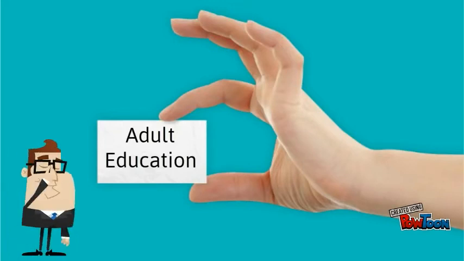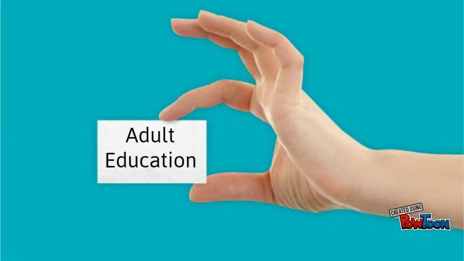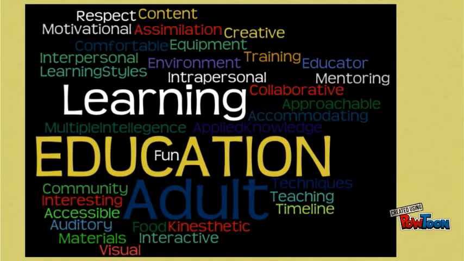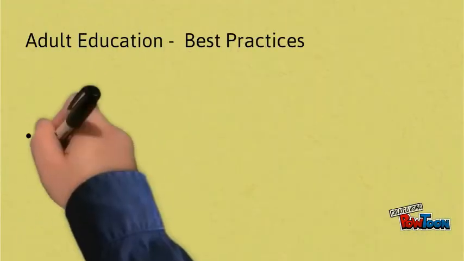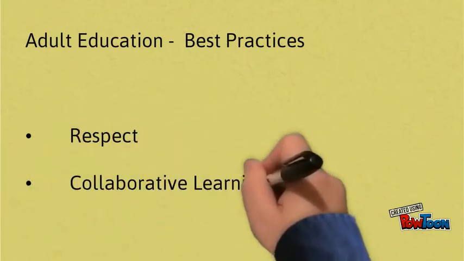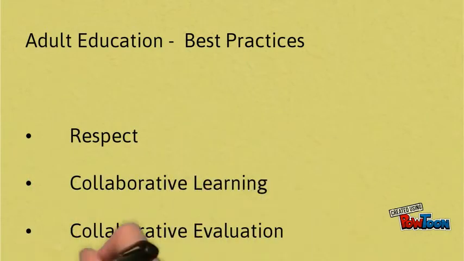Let's look at some adult education best practices. There are a variety of ways you can show that you respect your learners or participants. It involves setting up a collaborative learning space, including evaluating the education together. Learners must be able to apply their knowledge, and adult education should be interactive and interesting.